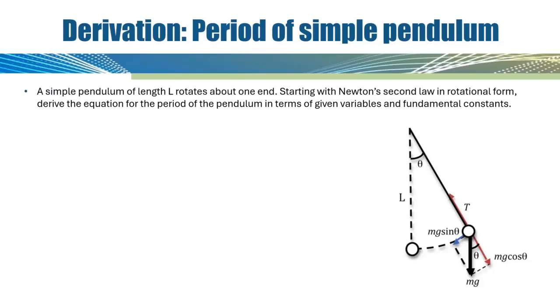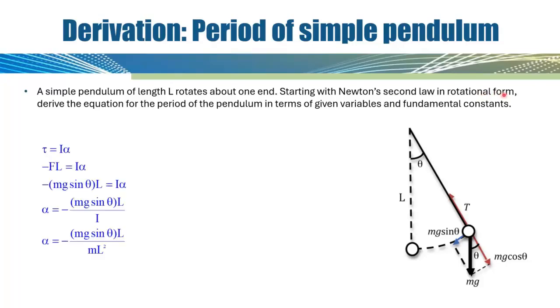So now that we understand the small angle approximation, let's look at the derivation for the period of a simple pendulum. It says a simple pendulum of length L rotates about one end. Starting with Newton's second law in rotational form, derive the equation for the period of the pendulum in terms of given variables and fundamental constants. So we are supposed to start with Newton's second law in rotational form. That's torque equals I alpha.